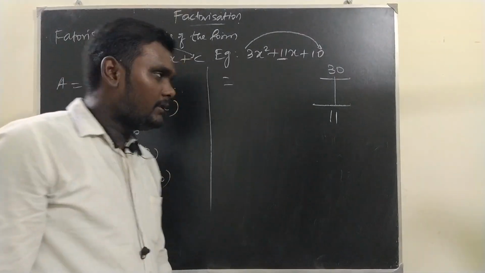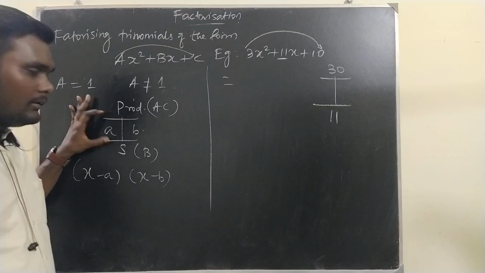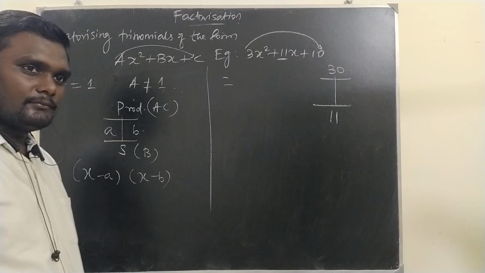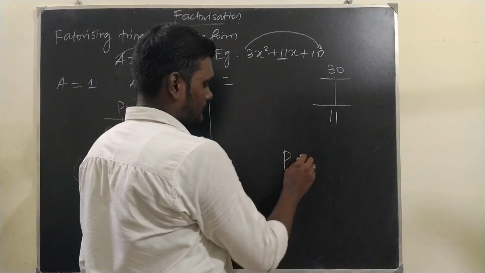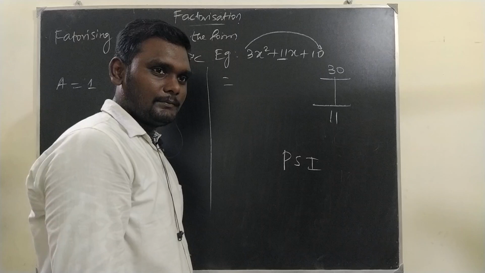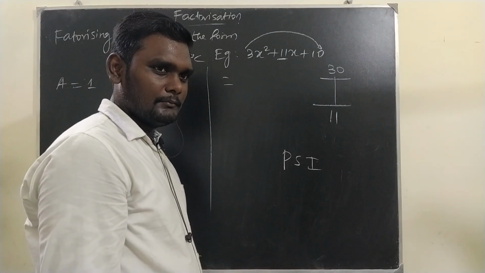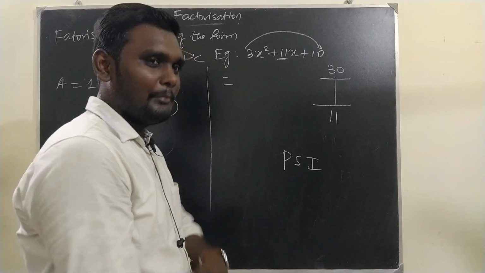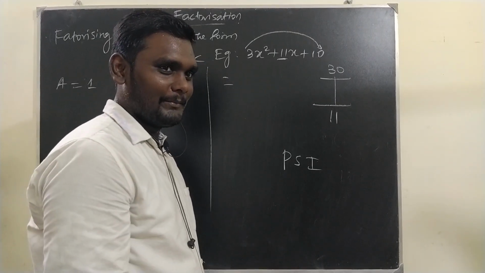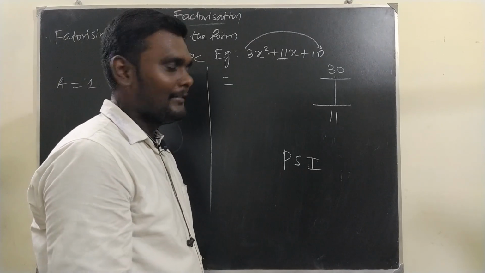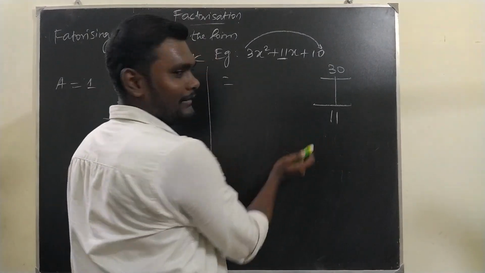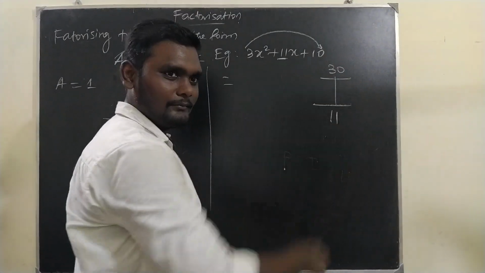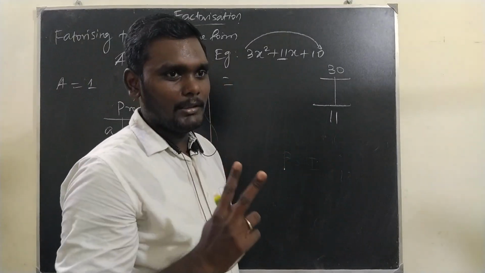If you can't memorize this I method, put I, PS. You know what PS means? PS1. Come on, tell me, what is PS1? PS1 means what, man? PlayStation. Is it? So likewise, PS1. So this is product sum 1.